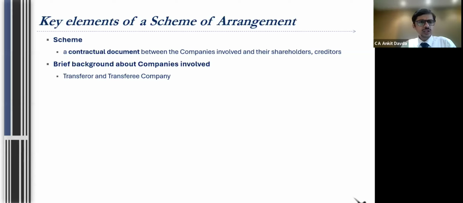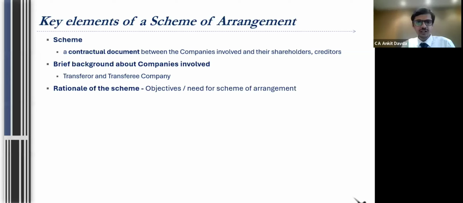So generally, what's the content of a scheme of arrangement? It starts with the background about the company. Say a transferor company and transferee company are there, then you will have some half a page description about the transferor company and transferee company. Basically the date of incorporation, registered office, the business activities it is doing, and then directors, shareholders, some brief background about the companies.